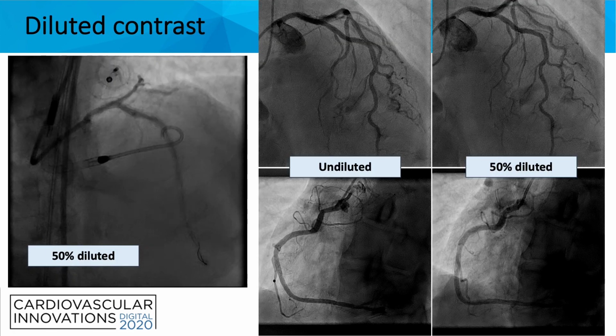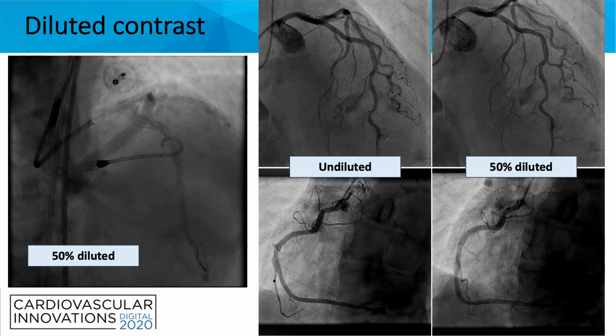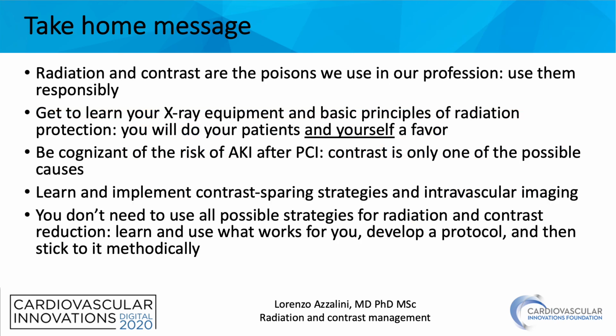This is an example of very decent image quality achieved with diluted contrast that will decrease the contrast volume by 50%. And finally, when should we consider stopping the procedure? There are international standards for radiation dose, a kerma area product of 500 gray per square centimeter, or air kerma of 5 grays. And for contrast, a contrast volume to creatinine clearance ratio above 3 or 3.5 according to different studies, or even greater than 2 in high-risk patients.